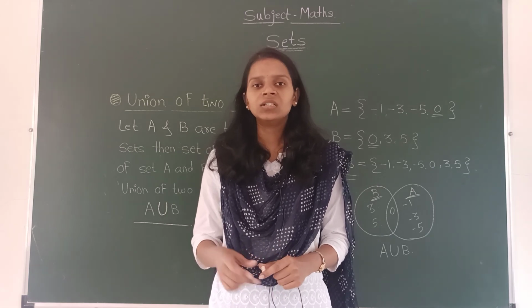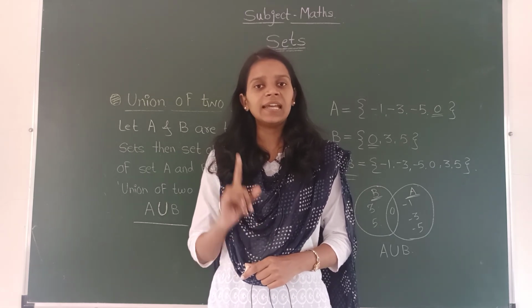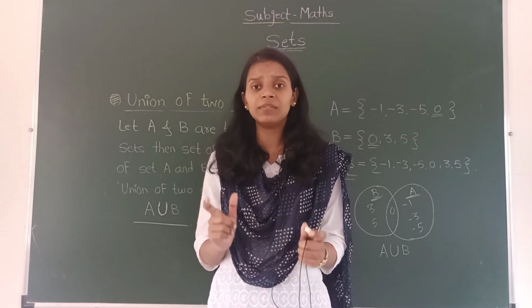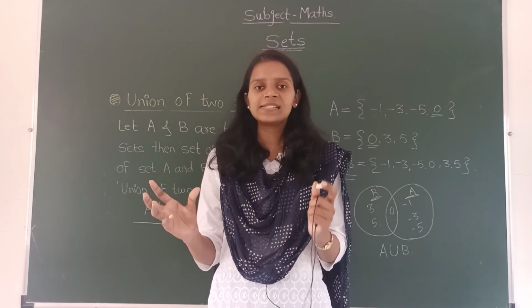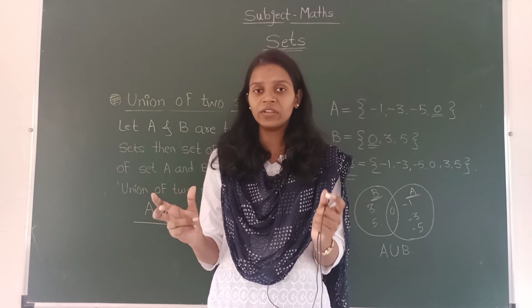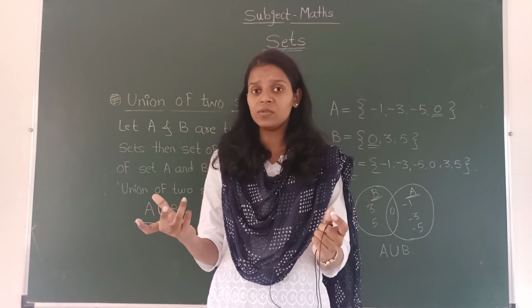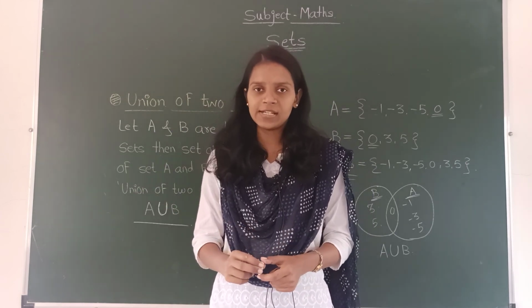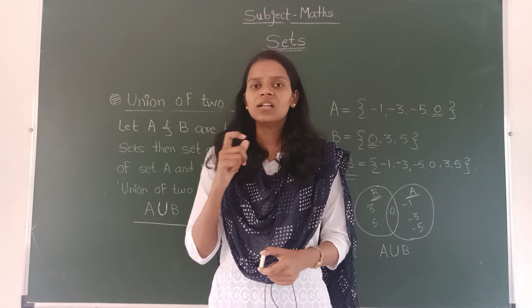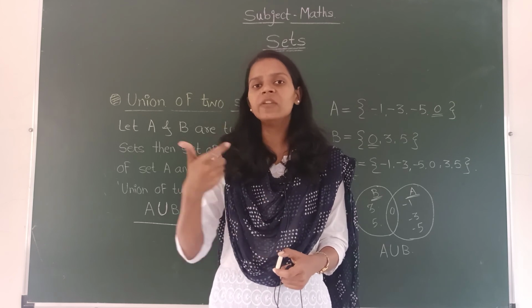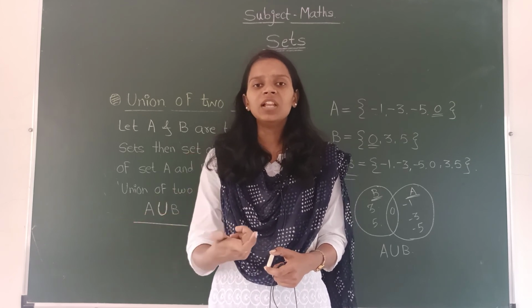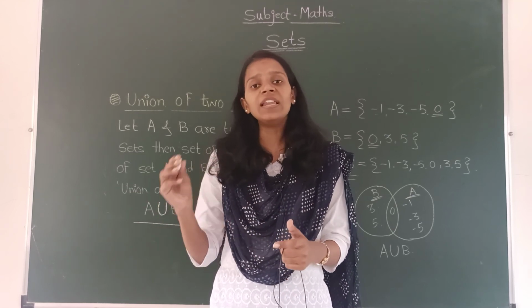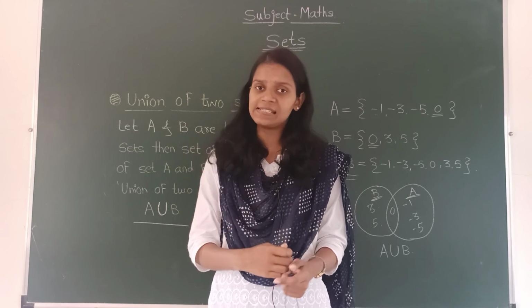Today we have learned two new concepts, the first being disjoint sets. In disjoint sets there is no common element between the two sets. The sets are totally different, and we have drawn Venn diagrams which are totally different from each other. After that, union of two sets. When we write set A union B, it is the gathering, or the set, of all elements in set A as well as in set B.